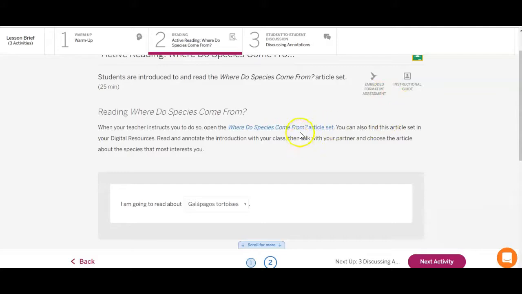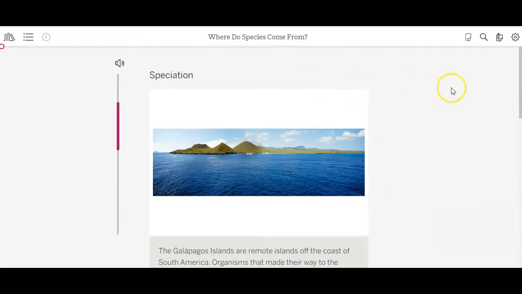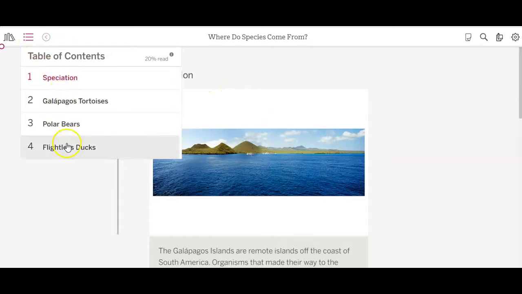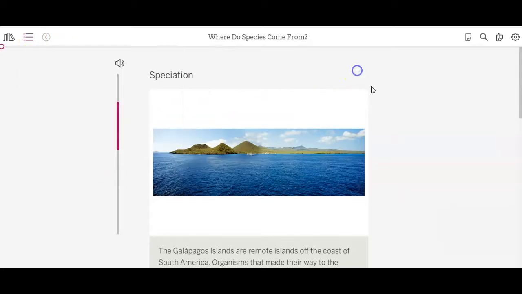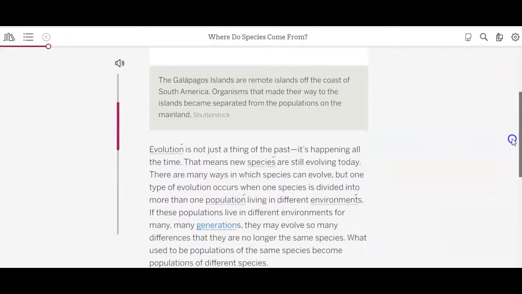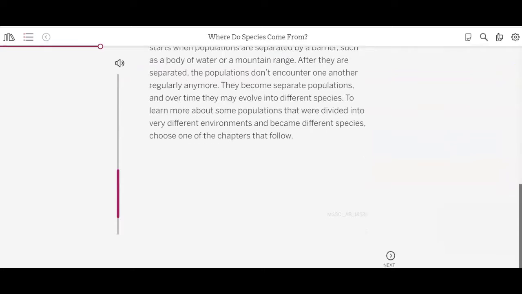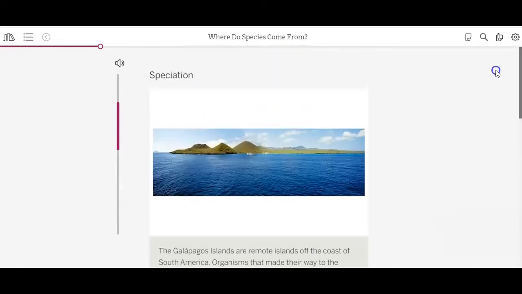Okay, so where do species come from? Article set, so I'm going to go ahead and click this, and then it pops up here. Alright, so I have speciation. Now this is where it's going to take you. Remember, you can click over here and go to yours, or at the bottom down here, you can also just click next until you get to yours, okay? So let's do this one together. Speciation. Well, first of all, right off the get-go, I see it says speciation, and I have no idea what that means. So I'm going to go ahead and highlight this, right?